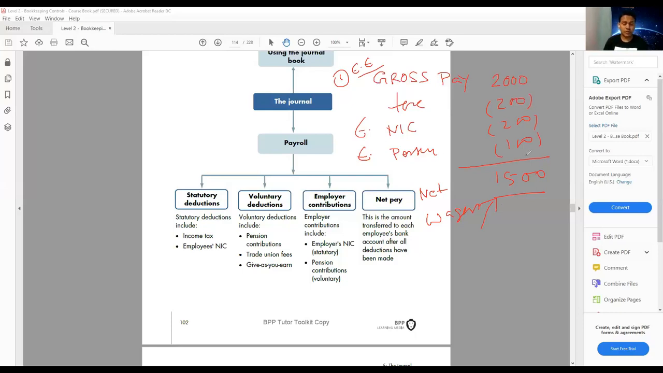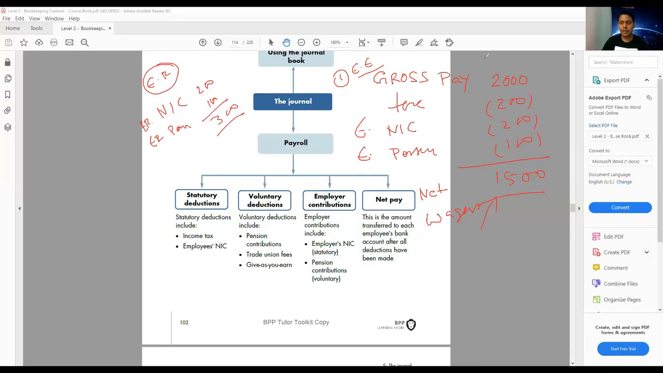This is from the employee point of view. As an employer, as a business, as a company, you have to pay national insurance and the pension as well. For example, ER is the employer. The employer also pays national insurance, ERNIC, employer NIC, let's say 200, and ER pension, let's say another 100, total 300. So this 300, the employer also pays because of this employee.